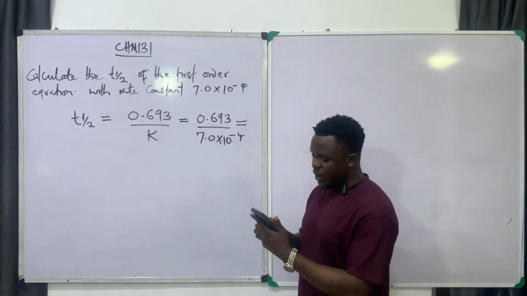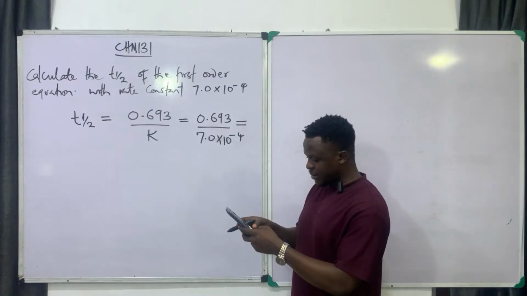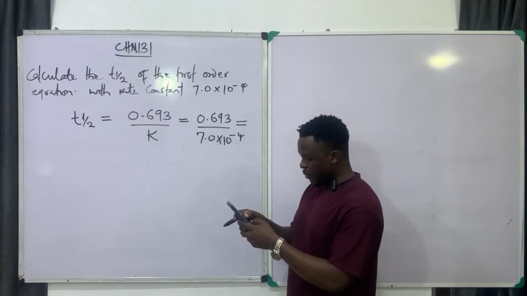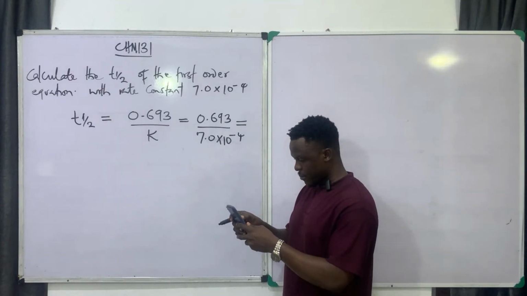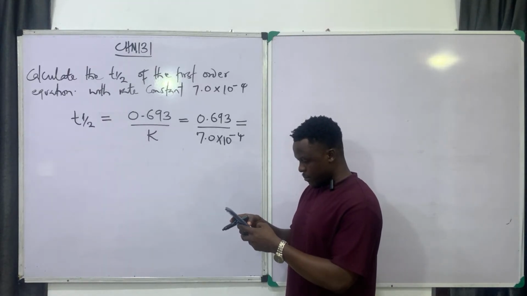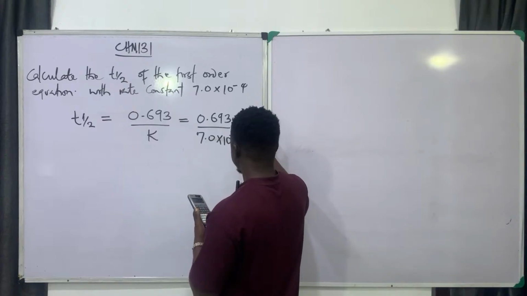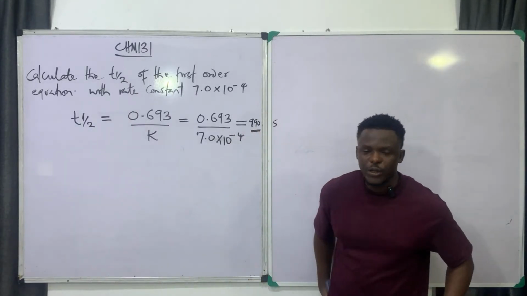So take note of this formula. So when you actually do this, this is 0.693 divided by 7.0 times 10 raised to the power of minus 4. So the answer to this is 990 seconds. Please verify that with your calculator.